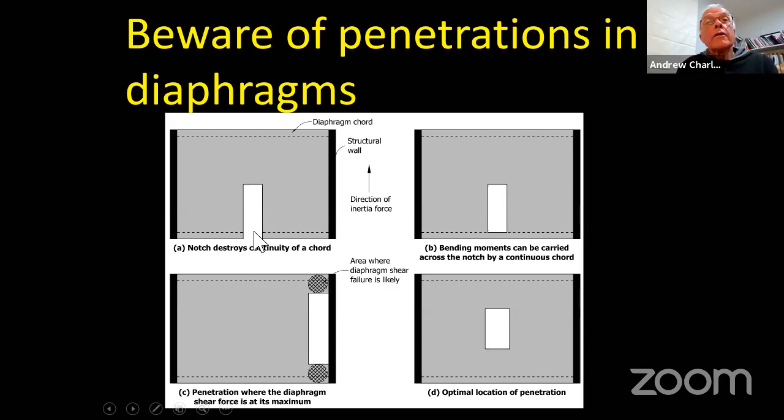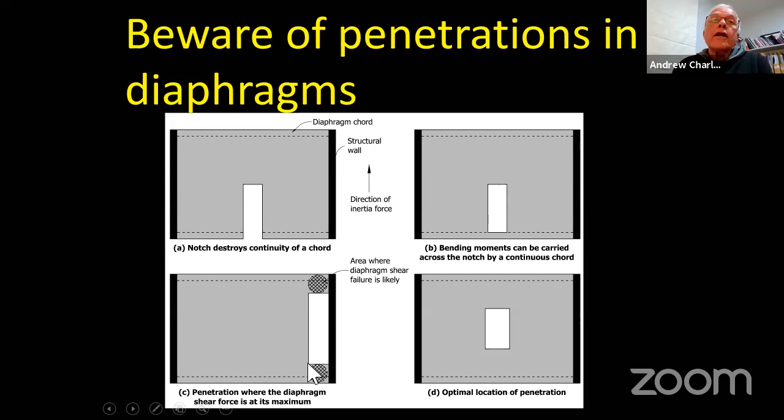Now, what about if the penetration is right by the structural wall? Well, that is a problem because the inertia forces are trying to get into the wall, but they are unable to do that because of this penetration. And so all the forces will concentrate in these bits of the floor slab, and the floor slab will probably fail. It'll probably break and it could collapse. And so this also is quite dangerous.